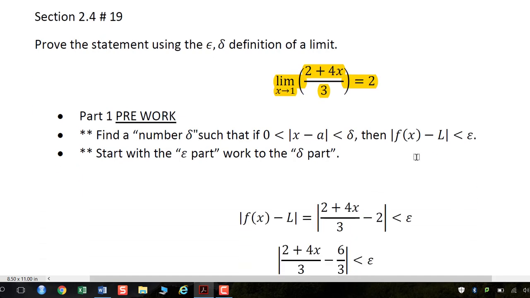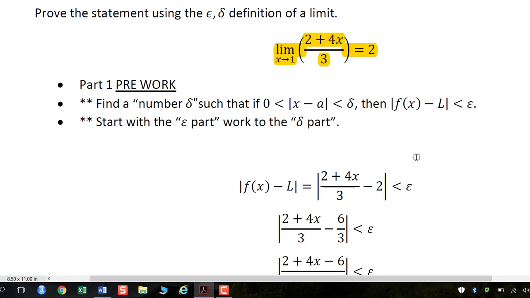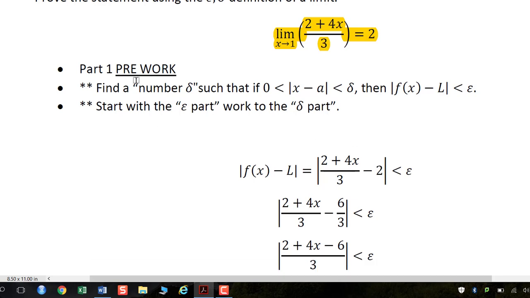When attempting these problems, I like to do two parts. Part 1 is the pre-work. And in part 1, we need to do two things. Number 1, find a number, delta, such that if the absolute value of x minus a is less than delta, but bigger than 0, then the absolute value of f of x minus L is less than some epsilon. This is the definition of a limit.